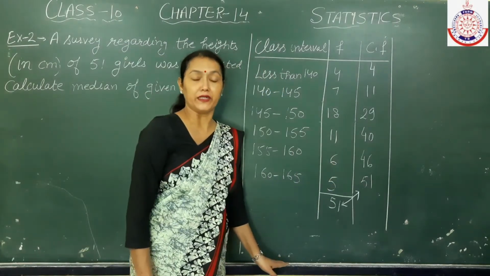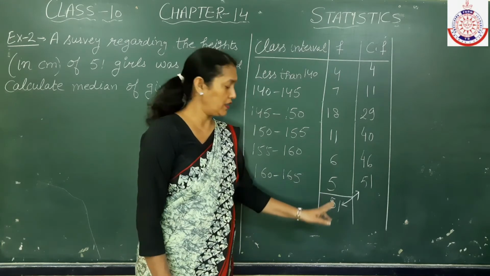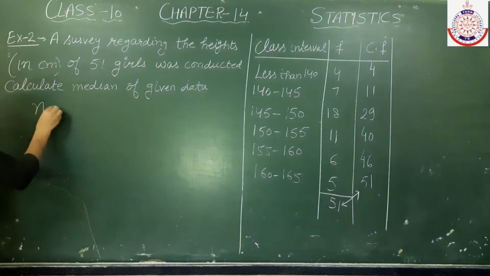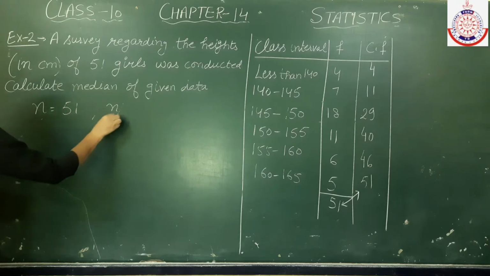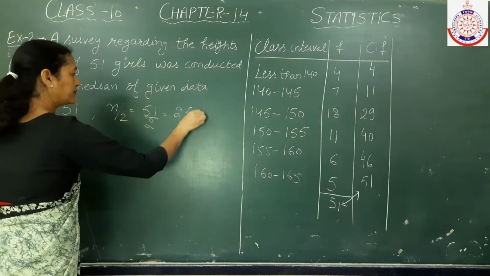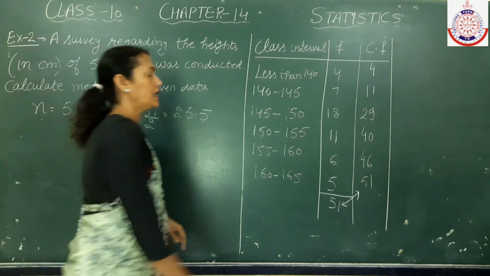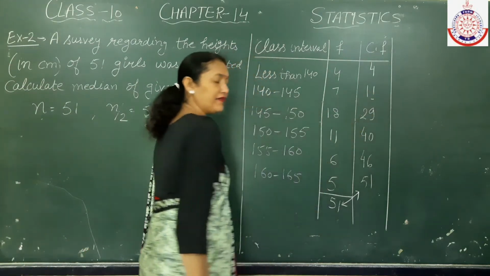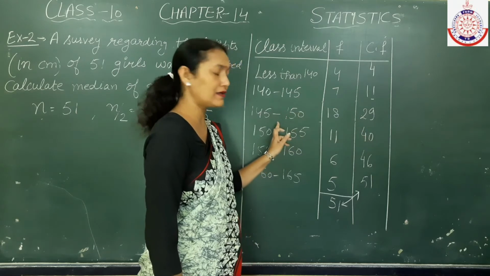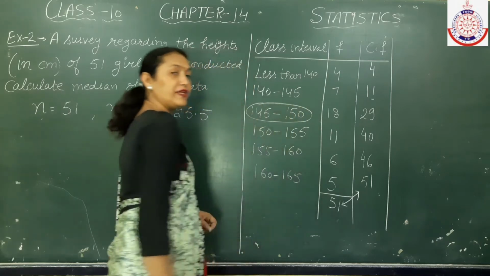Now let us calculate median. For median, first of all, we will have to select a median class. For that, we will have to find n. N is 51. Then what will be n by 2? 51 upon 2, that is 25.5. Now check where this 25.5 is lying. Up to here it is 11 and this one is 29, means 25.5 is lying in this third class interval. So our median class is 145 to 150.